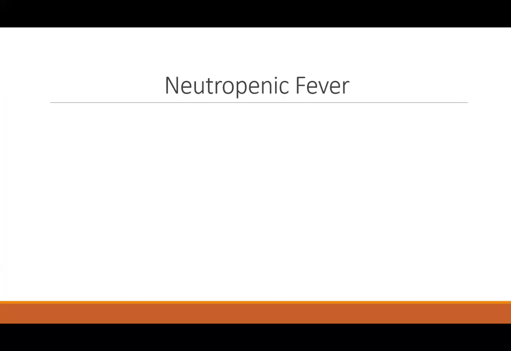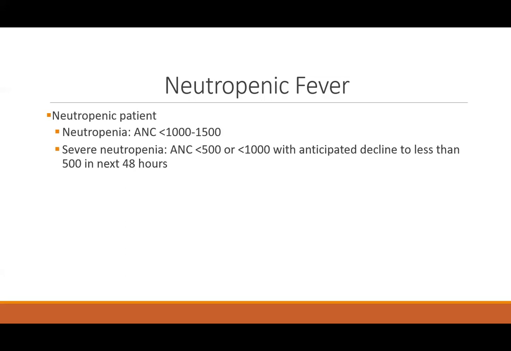The next thing that I want to talk about is something called neutropenic fever. And this is because it's an incredibly important diagnosis and is a cannot miss diagnosis. And so as a reminder, neutropenia, it depends on the institution, but it's typically defined as an absolute neutrophil count of either less than 1,000 or 1,500, with severe neutropenia being an ANC of less than 500 or an ANC of less than 1,000, but with an anticipated decline to less than 500 in the next 48 hours.